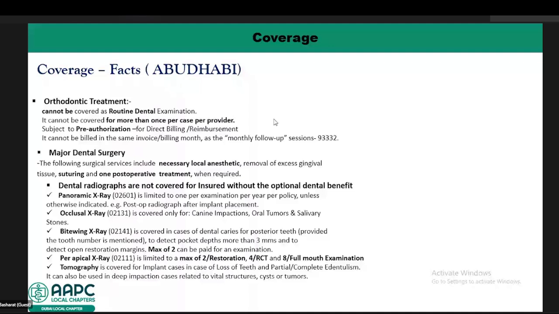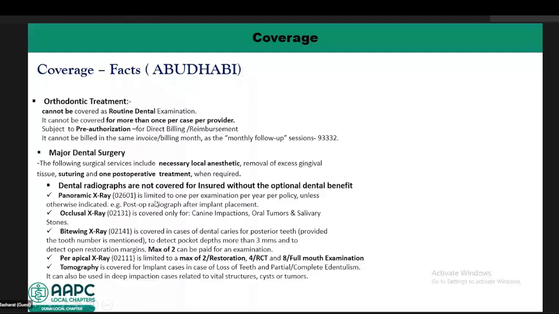Major dental surgeries. The following surgical services include necessary local anesthesia, removal of excess gingiva, suturing, or one post-operative treatment. Dental radiographs are not covered for insurance without the optional dental benefits. If you see about the X-rays, once per year also here. Then this occlusal X-ray is not covered. There is no more billing. It's not covered, this one, unless it is for oral maxillofacial cases like tumors or stones in the salivary glands.